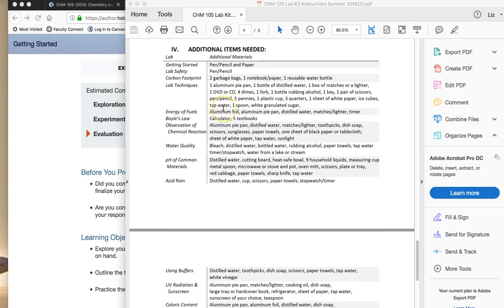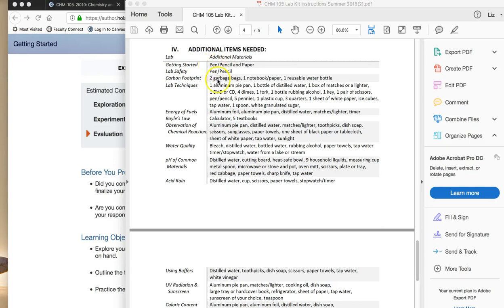All right, our labs have some additional items that you need to purchase, which I know seems crazy because you're paying $300 for a lab kit. But for the most part, this is stuff you're going to have around the house or some really inexpensive items you can pick up on your own. So for each lab, I list what you're going to need. For instance, for the first lab, you just need a pen or pencil and paper.